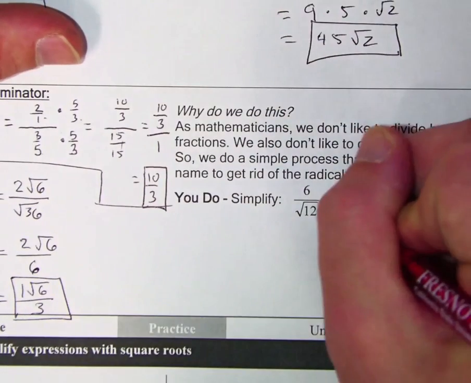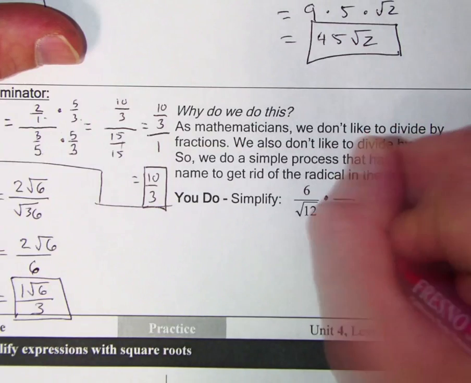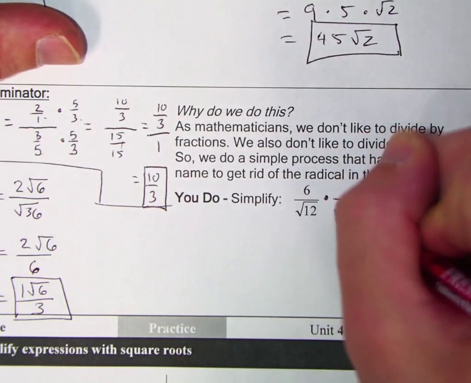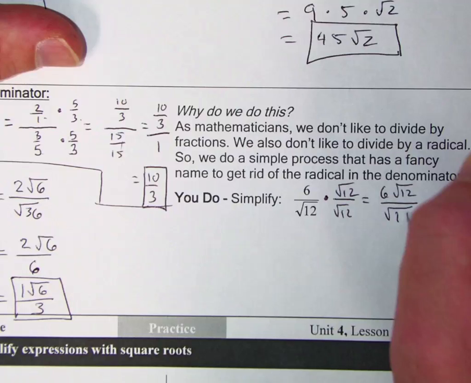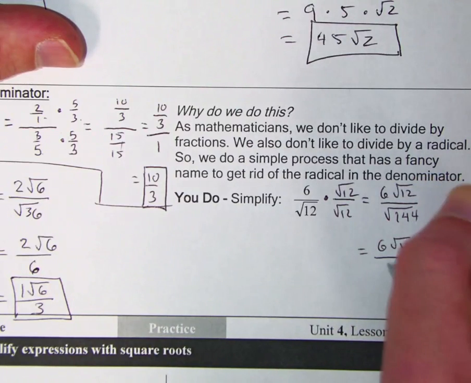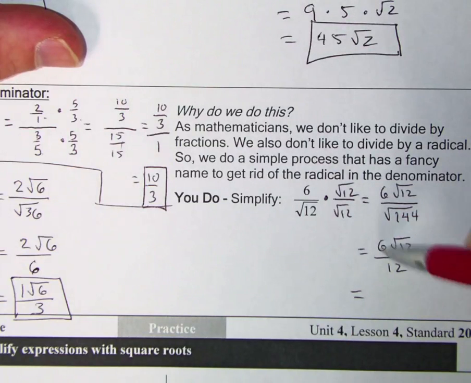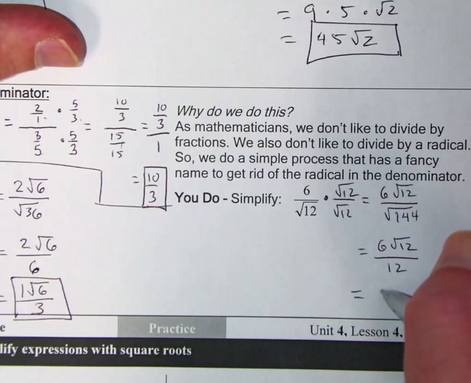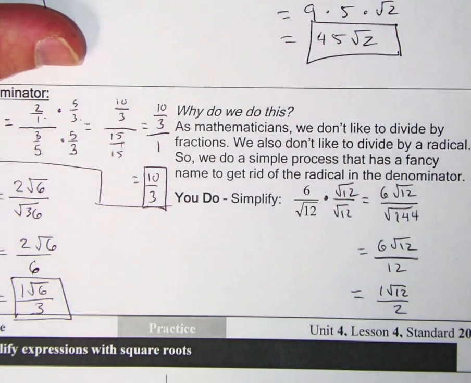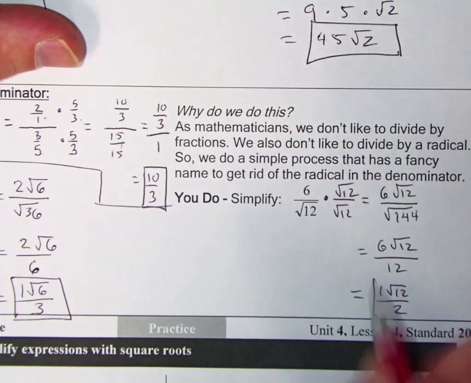Here I go. What are you going to multiply by to get rid of the square root in the denominator? Square root of 12 over square root of 12. That's 6 square root of 12 over square root of 144. 6 square root of 12 over 12. And yes, you can reduce here, not here. And that's going to be 1/2. So 1 square root of 12 over 2. But you probably won't see it with the 1. It'll just be square root of 12 over 2.